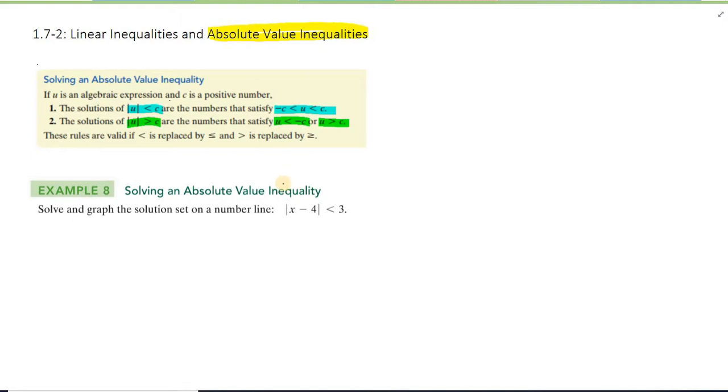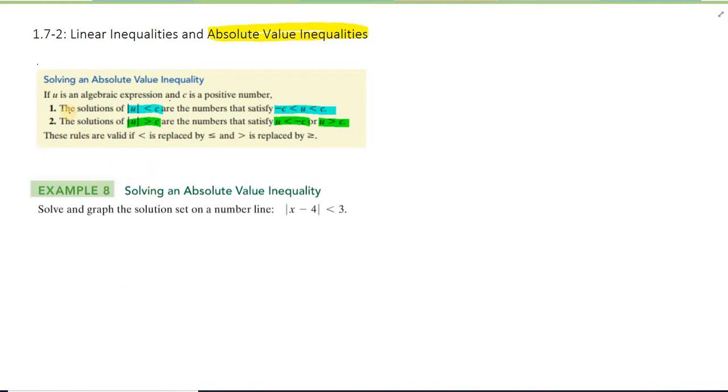Hello guys, today we're going to study 1.72 linear inequalities and absolute value inequality. For this session, I highlighted over here, we're going to focus on absolute value inequalities. When solving an absolute value inequality, we have two rules right here.